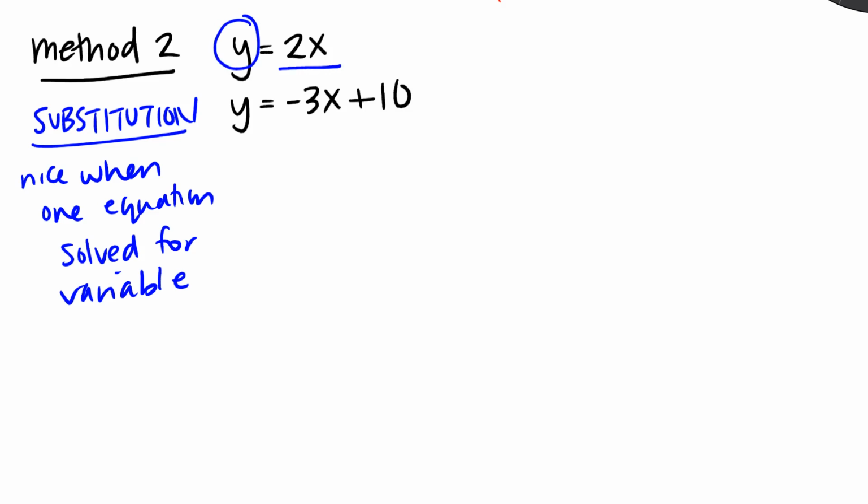This is nice because in the other equation, we also have a y. And if we know y is 2x, we can just plug that on in. We can substitute that into the second equation. So instead of y, I'm going to write 2x, and then I'm just going to write the entire equation as it was.